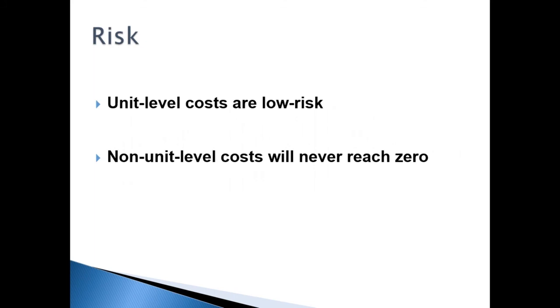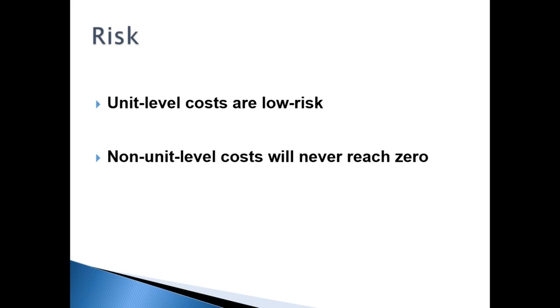Right, so risk. Now the unit level costs are low risk. If your output falls by say 10%, then this particular cost will also fall by 10%. If the output falls to zero, so do the unit level costs. So your expenditure moves with how busy you are. These costs are also known as variable costs or marginal costs.